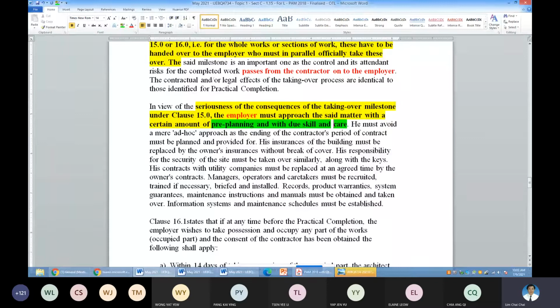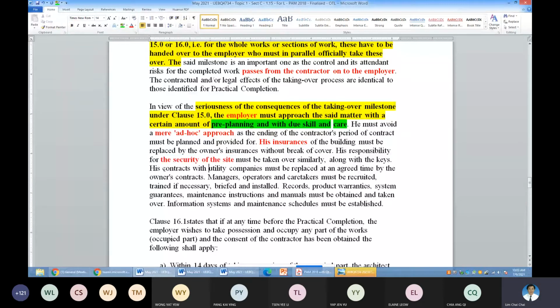All these will be handed over to the employer already. Okay, you cannot do it in an ad hoc operation. You need important planning on the part of the consultant and the employer. Okay, so first of all is the insurance. I did mention many times already. It had to be taken over by the employer. Then the security, for the site, the employer needs to employ the proper people. Okay, and also the utilities.